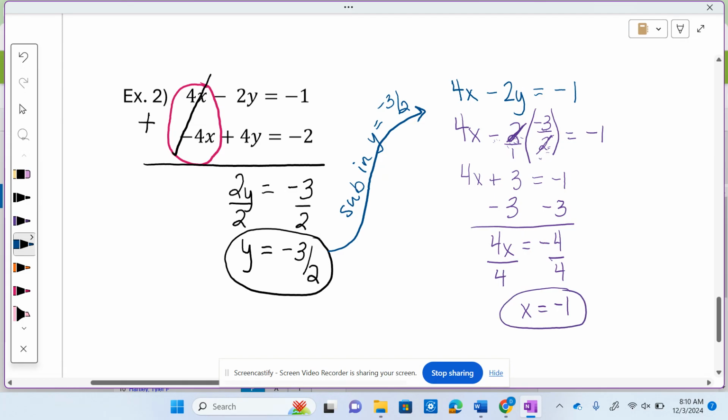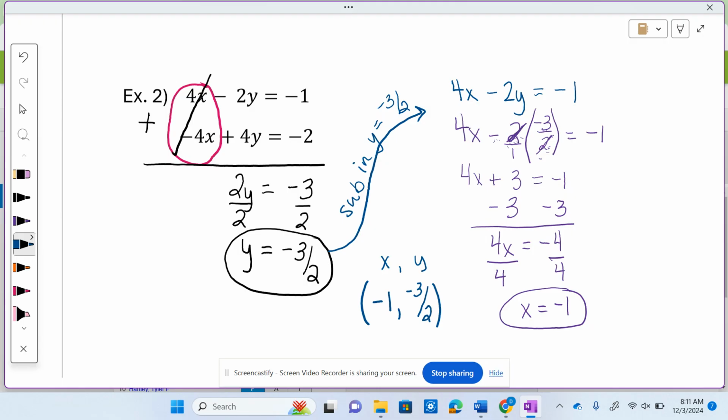What do I do? What is my ordered pair? X, comma, Y. Tell me again. No, you're fine. Perfect. Negative 1, comma, negative 3 over 2, or negative 3 halves. It's excellent.